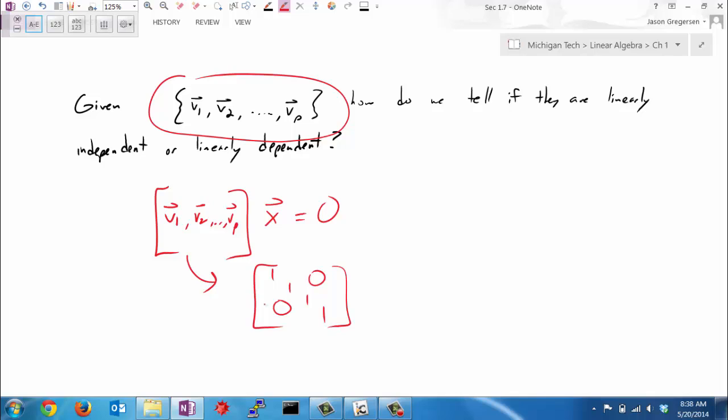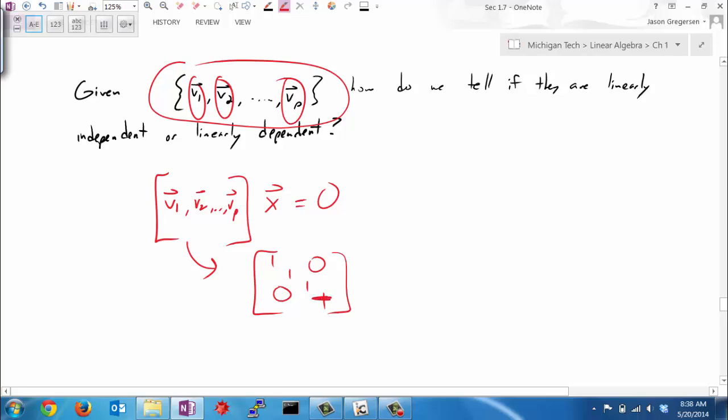Think about it in terms of that spanning idea. We're going to need each one of these, if this is independent, to actually define the space. They're all pointing in independent directions, you could think of. None of them are pointing in the same direction.